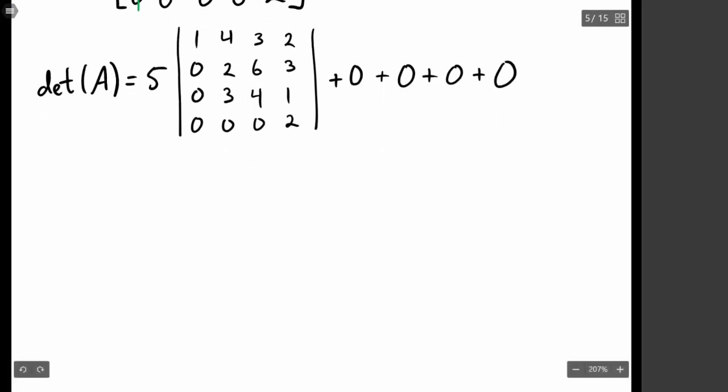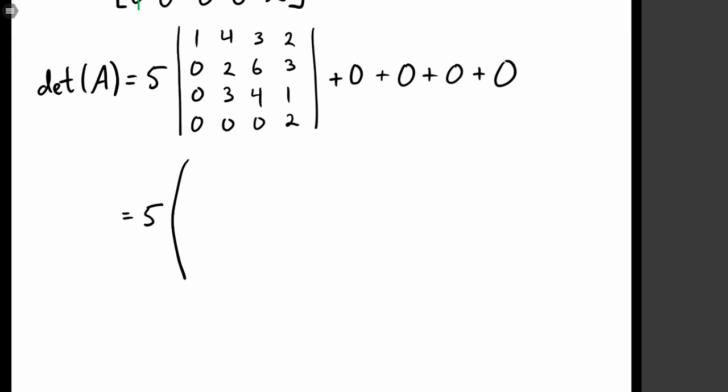All right, so now our question, though, is, well, we still have this 4 by 4 we have to compute. How do we do that? Well, we do the same thing. So we now have 5 times, we want to compute this determinant. So we can pick a row or a column, it doesn't matter. Let's pick a row this time. And again, it's always a good idea to pick the row or the column with the most zeros in it.